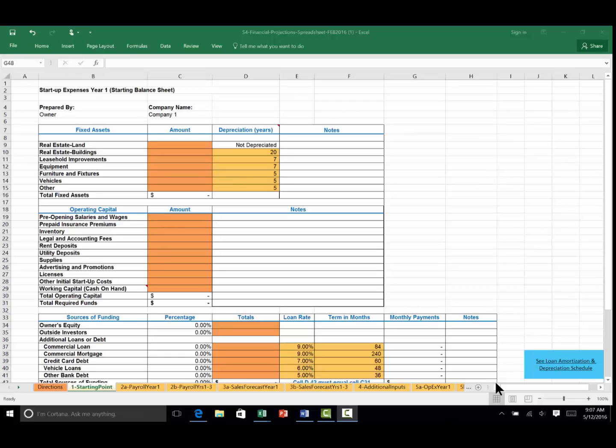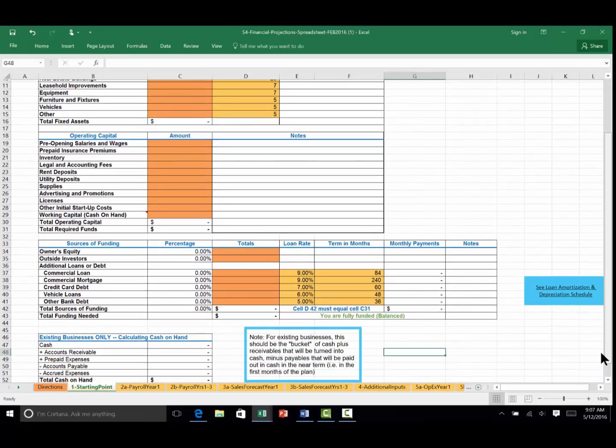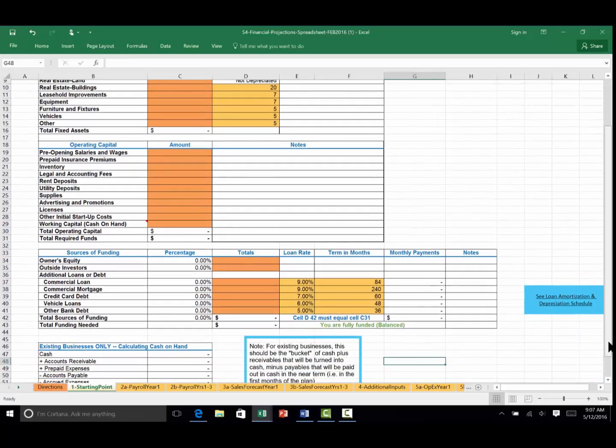Today we're going to take a look at the inputs for the SCORE Financial Projections template. We'll start here at the starting point, number 1. This is where you enter your initial expenses, your startup expenses, to get the business up and running. You'll find that most of the items here will work very well for a relatively simple company.